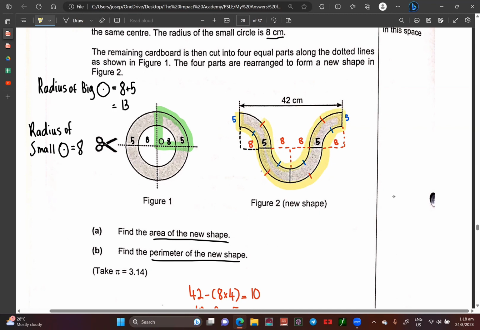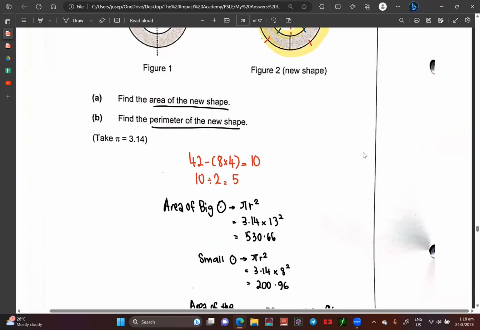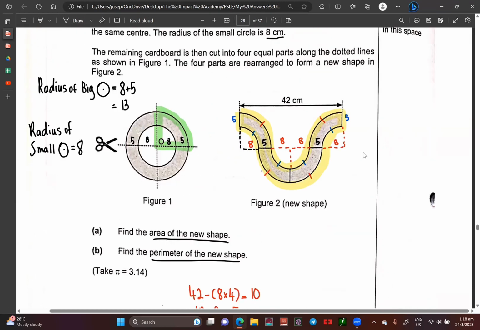So these are all of the parts that I'm going to find. And you'll soon realize that the arc lengths of the big radius, because I have 4 of those, actually form a circle. So what I can do is simply use the circumference of a circle to find that, instead of finding 1. Of course, can I find 1 and then times 4? I think that's possible as well.